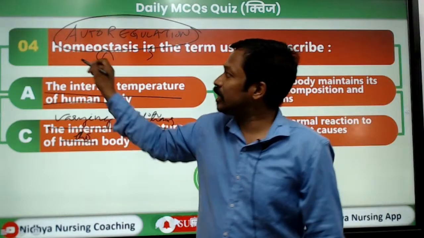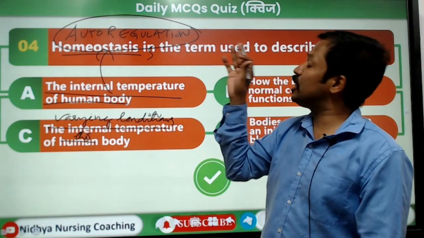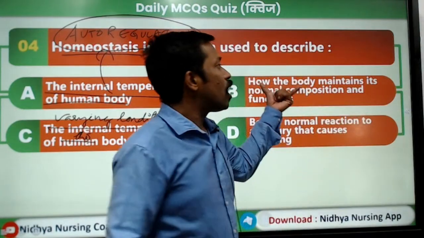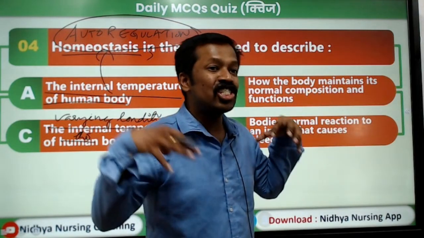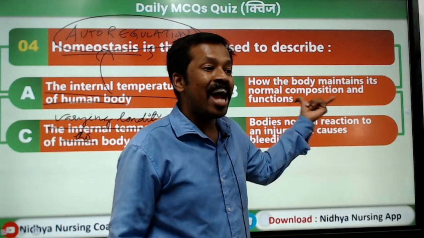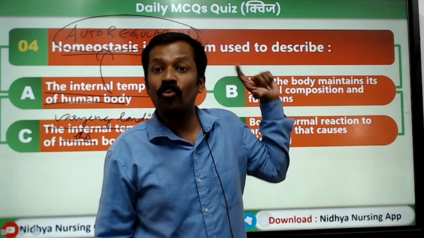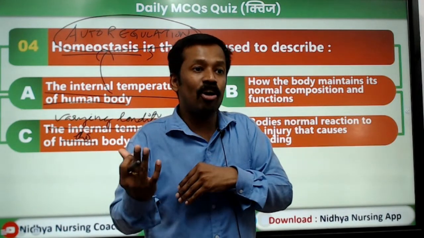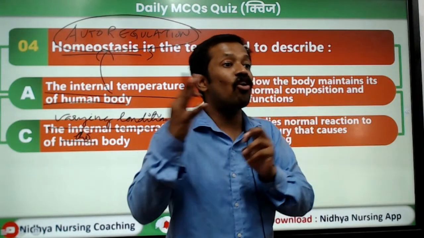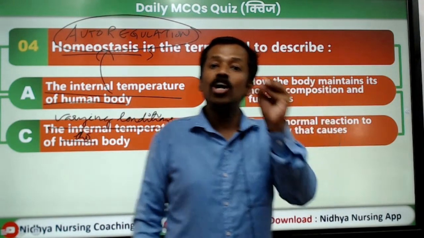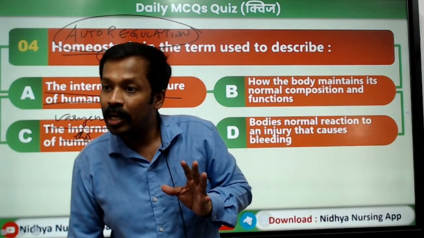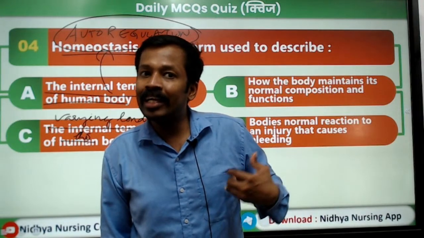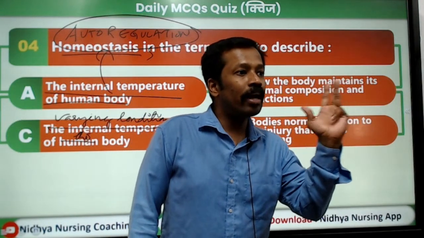But the term homeostasis is used to describe how the body maintains its normal composition and functions. For example, tissues, internal organelles, external organelles, the intrinsic side or the extrinsic side. That means, simply, hormonal imbalance, injury, internal bleeding. Everything is auto-controlled by clotting factors, isn't it?